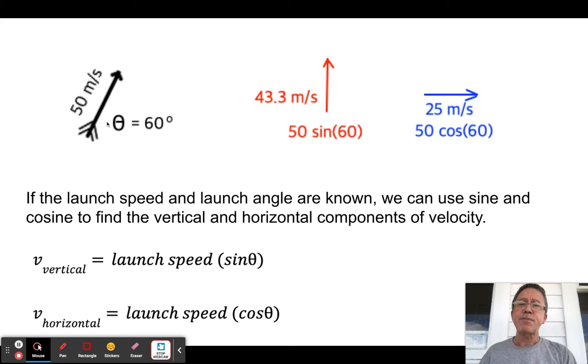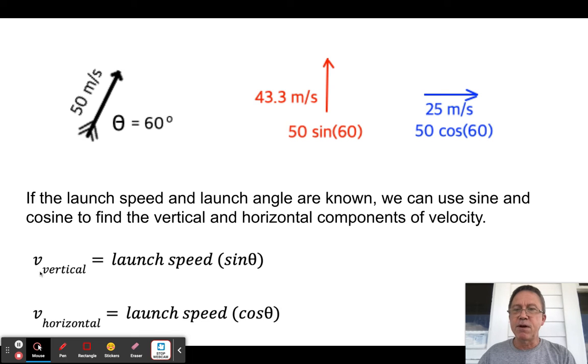So the trick is, if you just remember SOHCAHTOA, so this is basically the hypotenuse. So here's our angle, it's 60 degrees. The opposite side, that's sine, right? And so here the opposite is going to be the 50 times the sine of 60, which is going to give me the vertical component. And the adjacent, that's cosine, right? So that's going to be then 50 meters per second times the cosine of the angle.